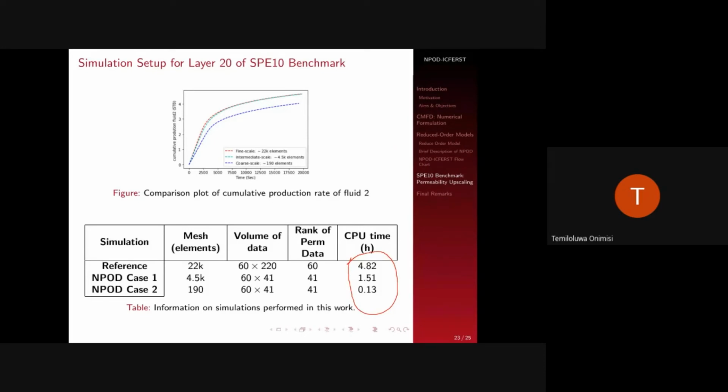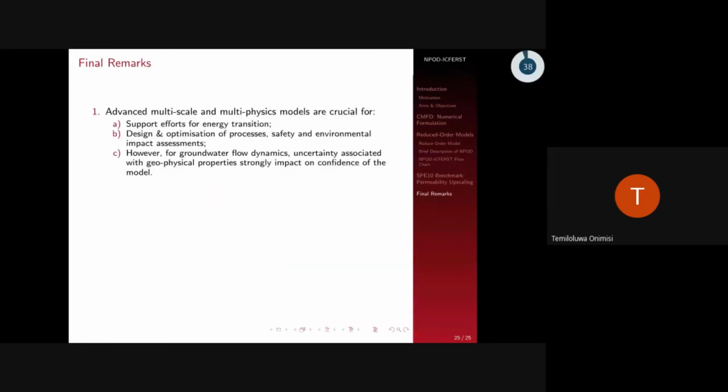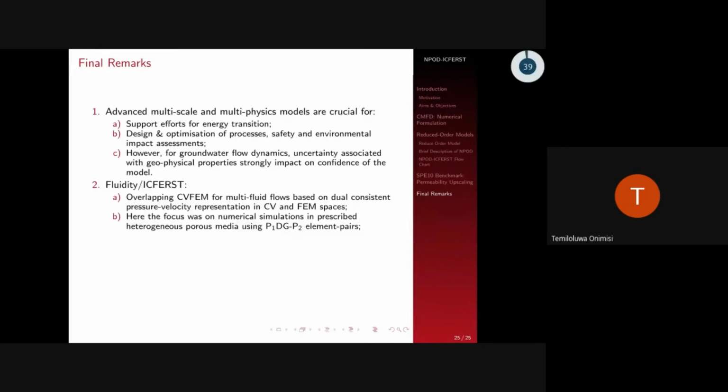So just in summary, it's quite interesting because of the NPOD model. We can see what has happened. It has similar results from the comparison plots, but the CPU time is drastically reduced. Next slide, please. And so just to conclude, the final remarks.